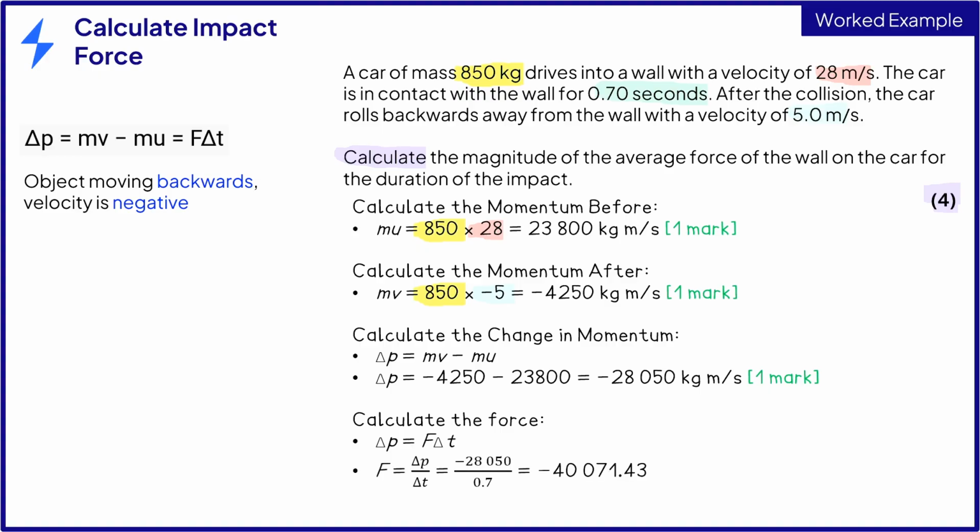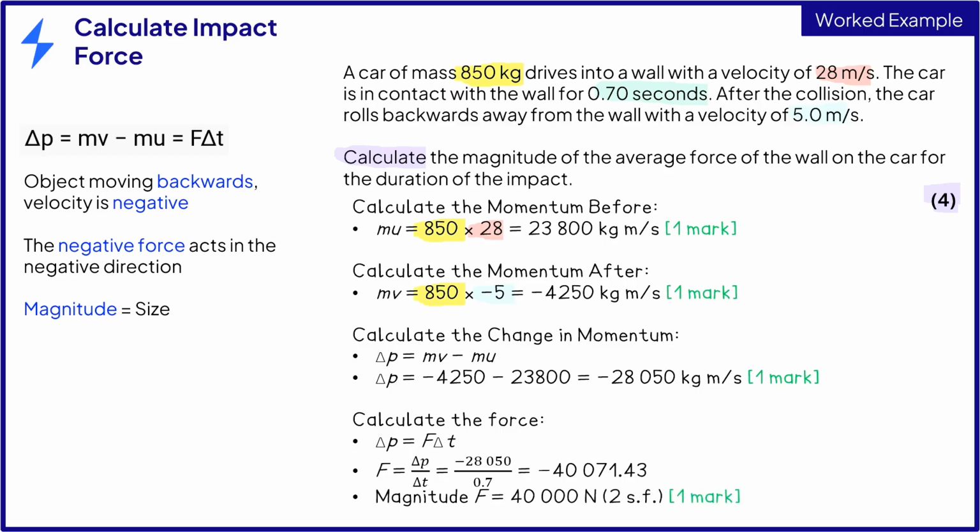Rearrange this equation to make force F the subject, so F is equal to delta p divided by delta t, which is equal to minus 28,050 divided by 0.7, which equals minus 40,071.43. The force is negative because it acts in the negative direction, the opposite direction to the initial direction of motion of the car. The question asks for the magnitude or size of the force. This is 40,000 newtons to 2 significant figures for 1 mark. Always write your answers to the same number of significant figures as given in the question.